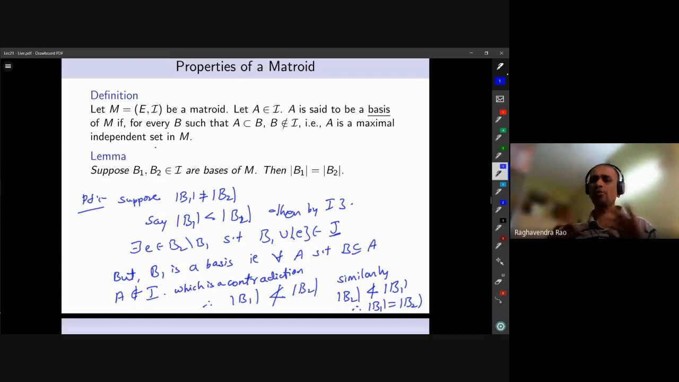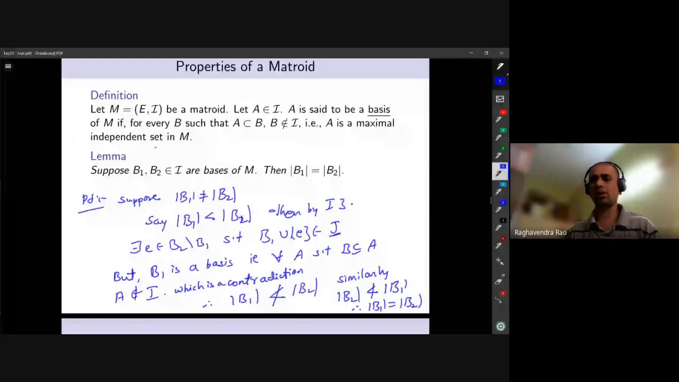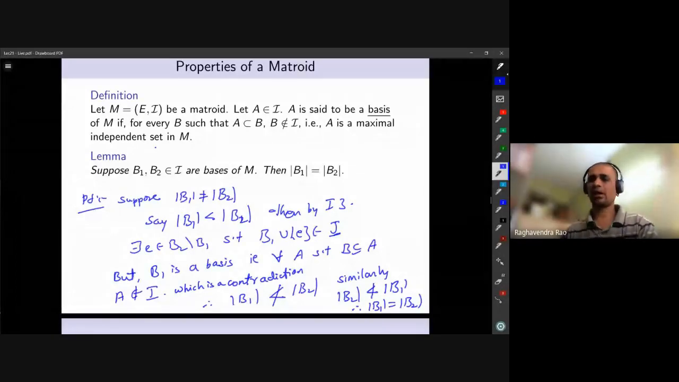All maximal independent sets will have the same cardinality, which was easy to see in the graphic matroid case, particularly when you have a connected graph. If it's a disconnected graph, you can just consider one connected component and focus on it. Then all maximal independent sets, which are spanning trees, have the same cardinality, which is not just a feature of graphic matroids, it is a feature of any matroid.